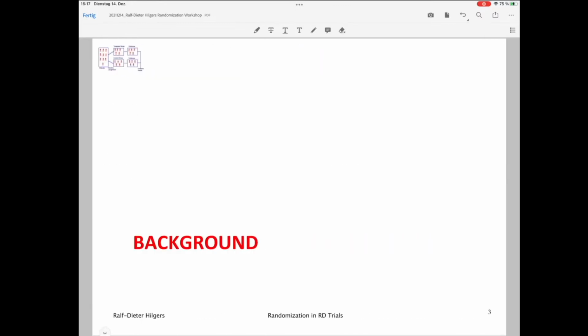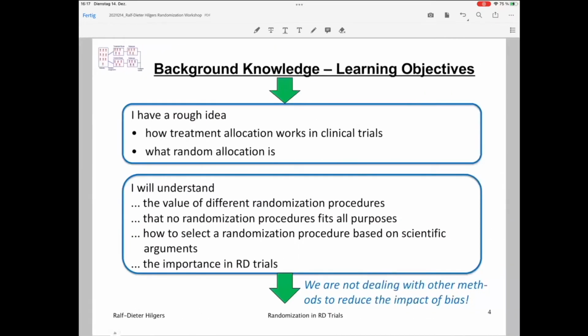Our background. Well, what are the background and learning objectives? So I hope that everybody of you has some background knowledge on the process of treatment allocation and how it works in clinical trials. And also that all of you know what random allocation is. I will not repeat that in a very detailed way.